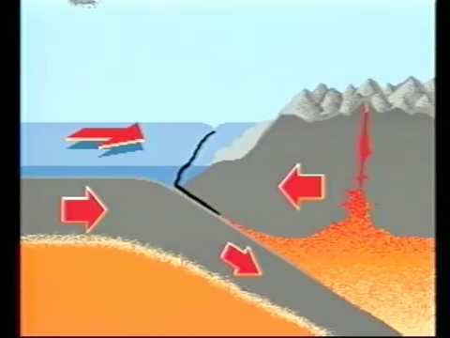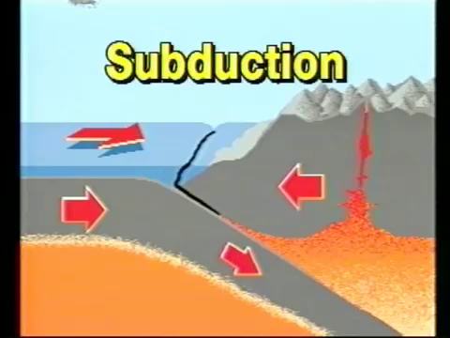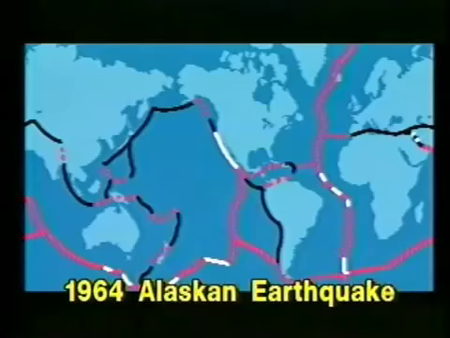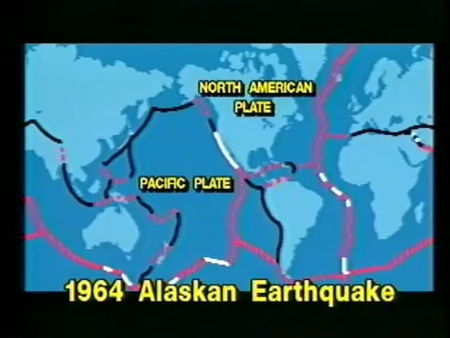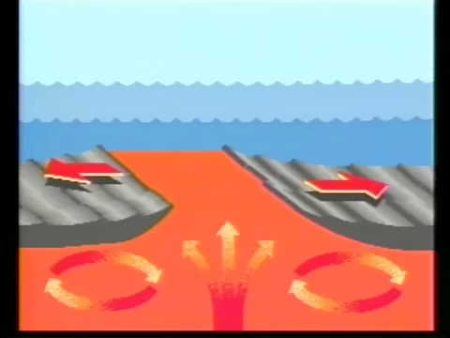Where plate boundaries converge, moving directly toward each other, what scientists call subduction occurs. That is, one plate plunges under the other overriding plate. The 1964 Alaskan earthquake, for instance, was caused by the Pacific Plate pushing under the North American Plate. On the other hand, when plates move apart, there are diverging boundaries.